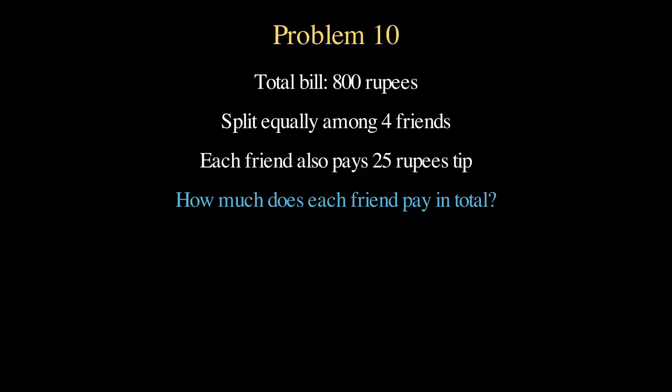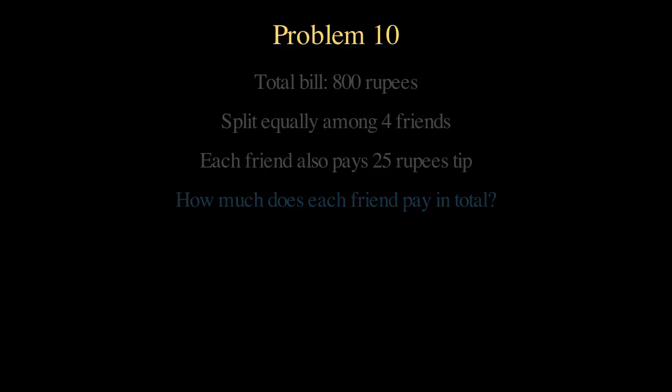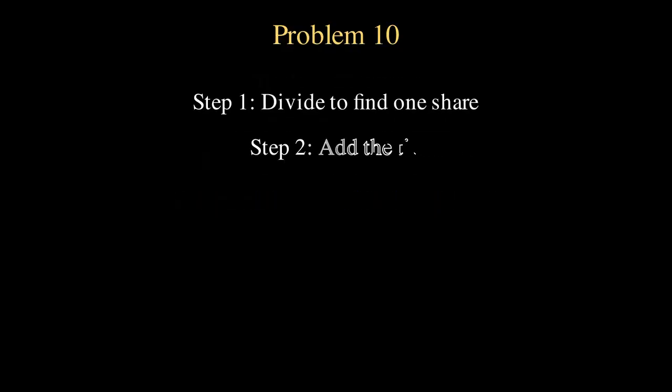Here is the problem. At a restaurant, a group orders food worth 800 rupees in total. This bill is split equally among 4 friends. Then, each friend also pays an additional 25 rupees as a tip. How much does each friend pay in total? Since the 800 rupees is being divided equally, we first find out what one friend's share is worth, and only then add the tip on top.